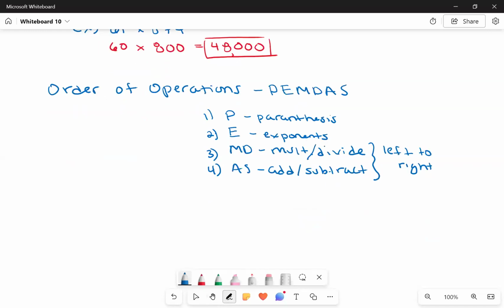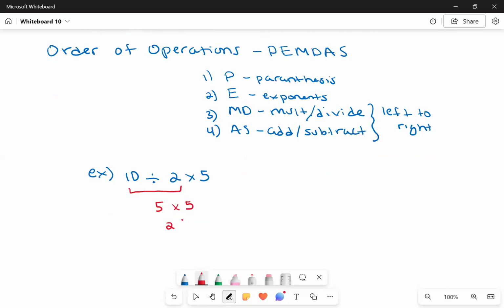So let me give an example that proves this point. 10 divided by 2 times 5. According to the order of operations, I don't do multiplying first. I do the division first because I have a dividing and a multiplying both, and they're equal in priority. Therefore, it's whichever one comes first, left to right. So the division comes first, which gives me 5, and then 5 times 5 is 25.